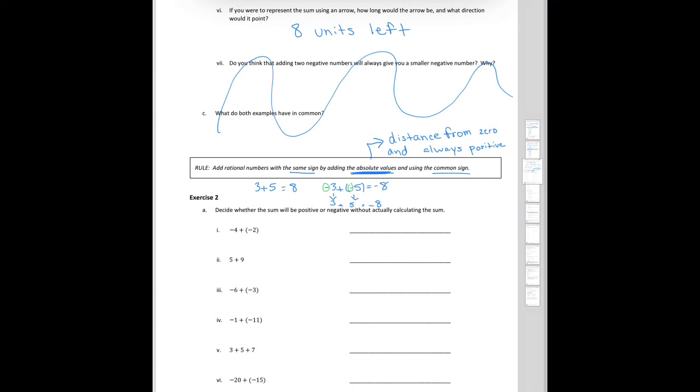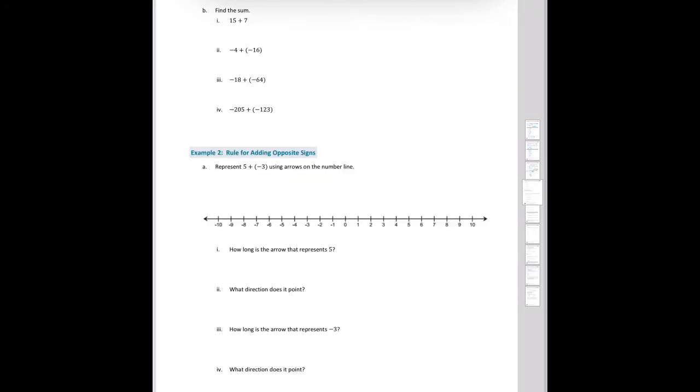You are going to do exercise 2. You are not going to be adding or finding the sums, so you're not doing the math. The only thing I want you to focus on is deciding whether it will be positive or negative. Then for B, you will find the sum.